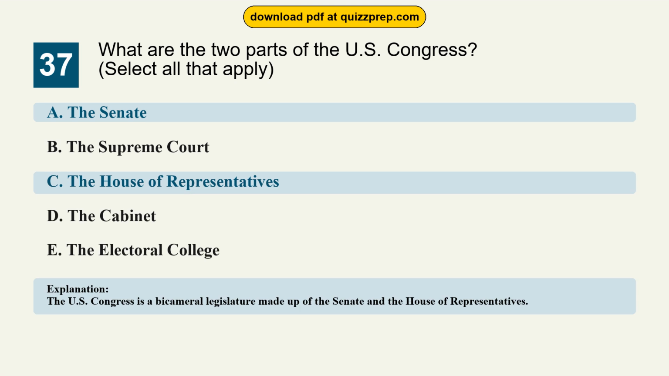The U.S. Congress is a bicameral legislature made up of the Senate and the House of Representatives.